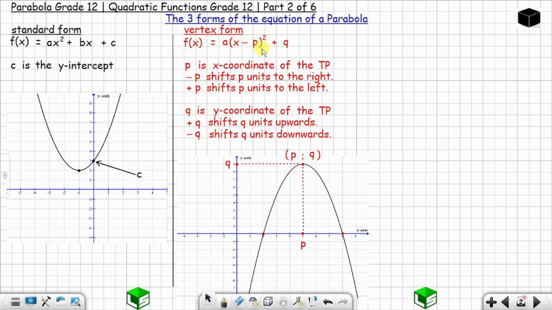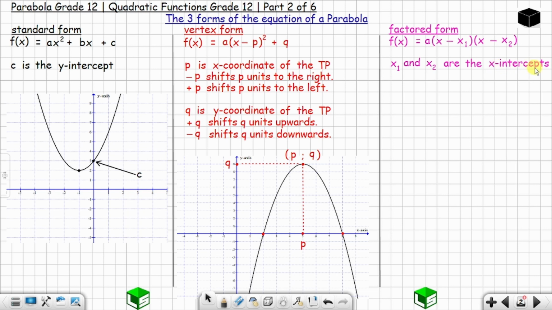Now, the third form of the equation is called the factored form. This is when you are given the equation in this form: f of x is equal to a, in bracket x minus x1 and another bracket x minus x2. When you have it in this form, this tells you that the graph is cutting the x-axis at x1 and at x2. So x1 and x2 are the x-intercepts. x1 and x2 are telling you where the parabola is cutting the x-axis.